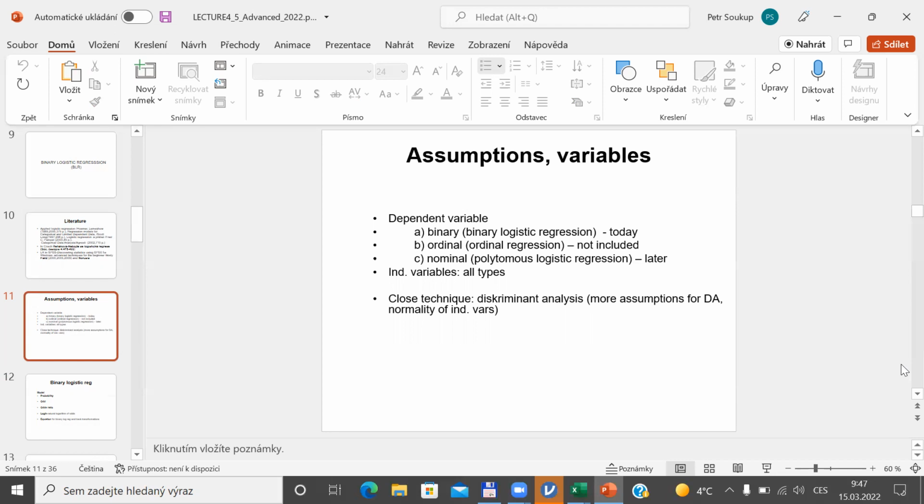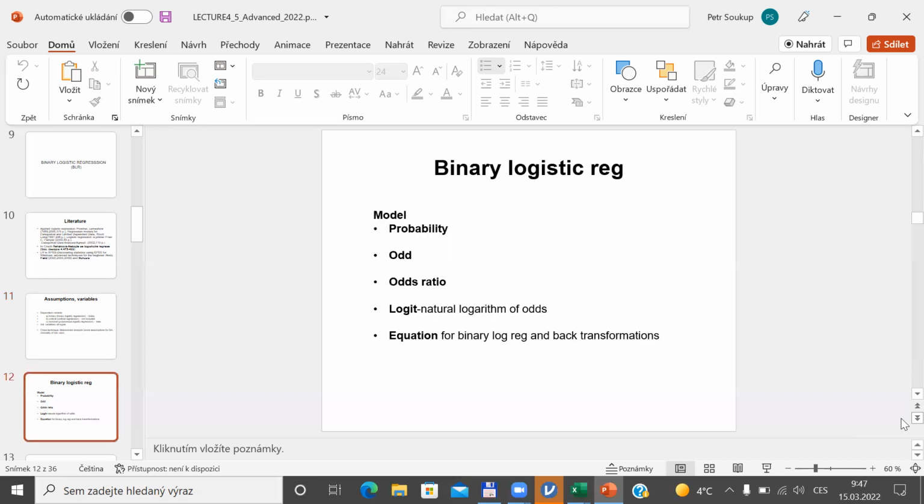I would like to say that in Jamovi, and that's quite nice, all these options, so binary, ordinal, and multinomial or polytomous logistic regression analysis, are available. The same situation is present in the SPSS package. Unfortunately, in JASP, there is still only binary logistic regression. So that's the difference. The very close technique to logistic regression, where the dependent is a binary or nominal variable, is discriminant analysis. So that's the first insight.